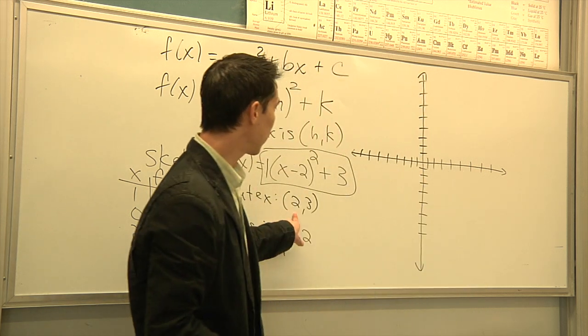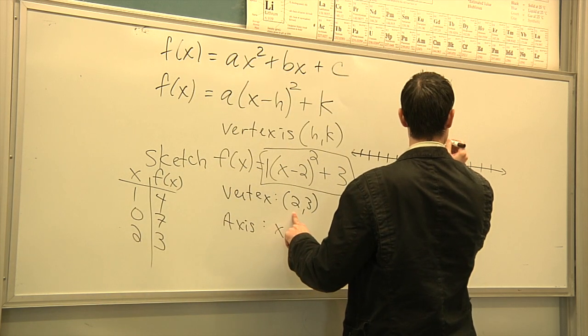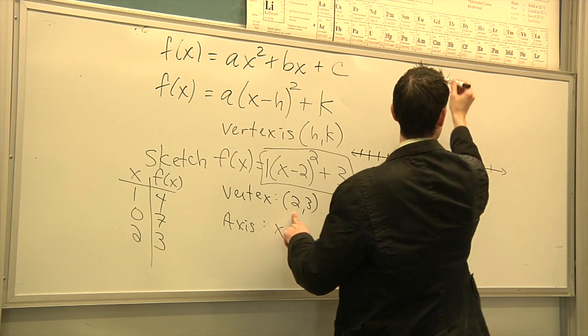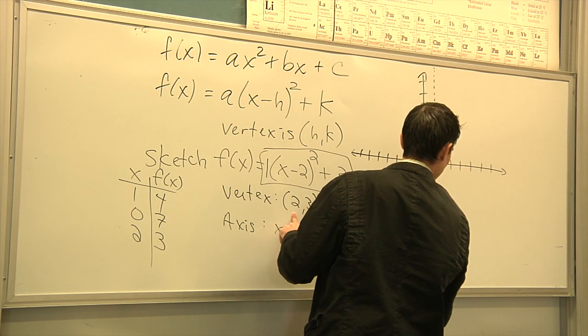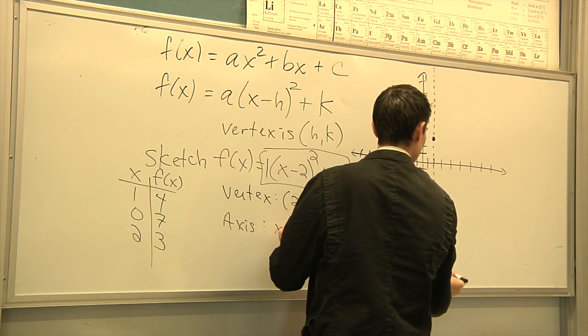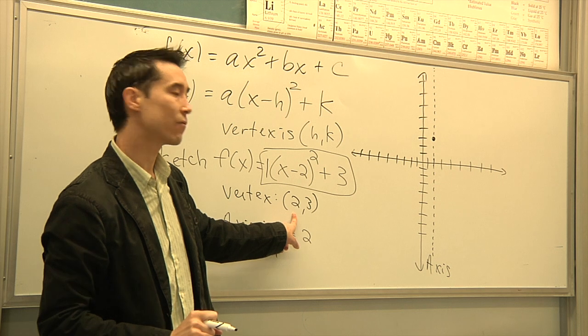Okay, the first point I was given this time was the vertex, 2, comma 1, 2, 3. There's my vertex. So I know that we have a little dotted line going through the vertex. That's my axis. Those were the first 2 things I got because this was already written in vertex form.